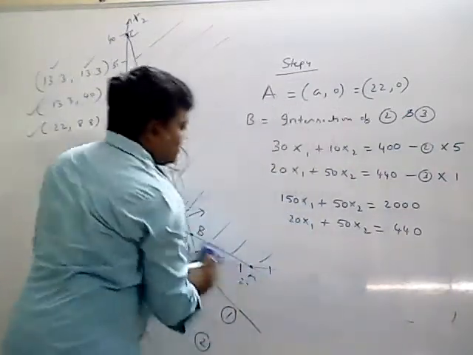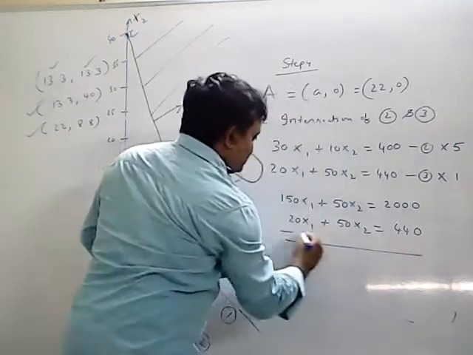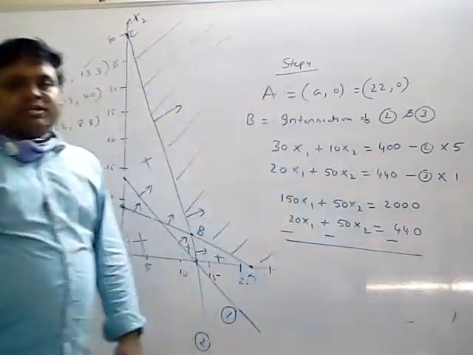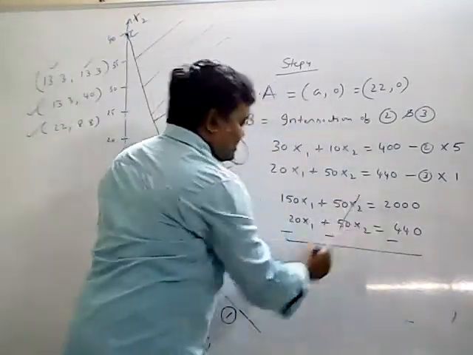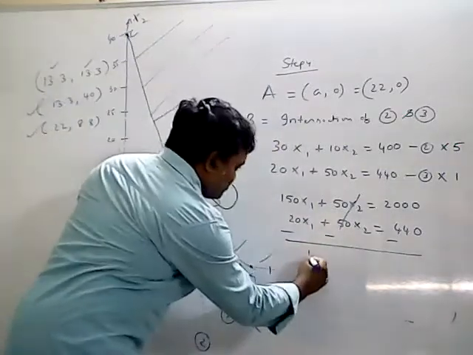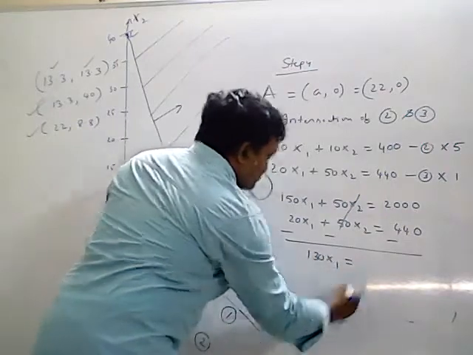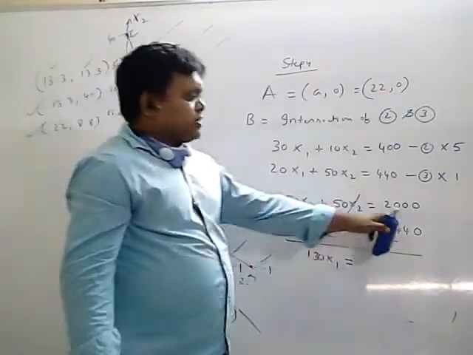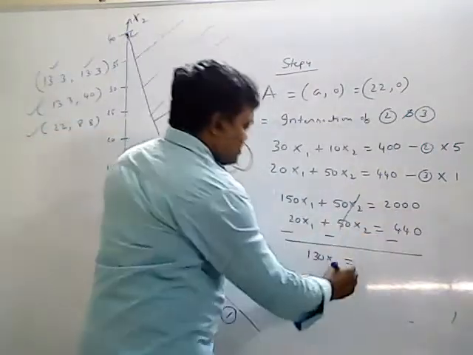Now you can solve these equations by subtraction. By doing subtraction, x2 will be eliminated. For x1, 150 minus 20 is 130. So 130x1 is equal to 2000 minus 440, which is 1560.